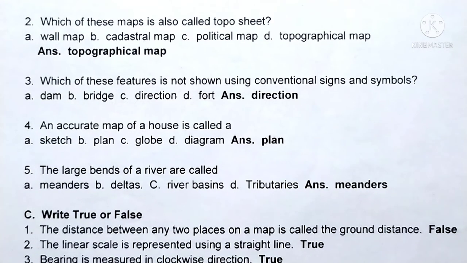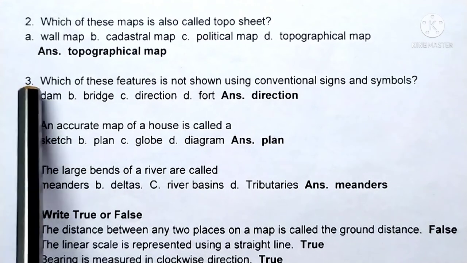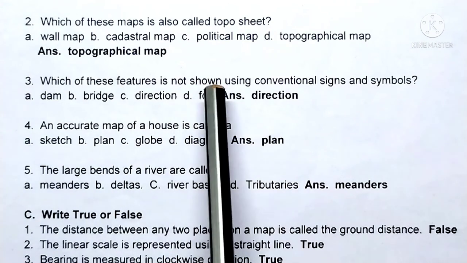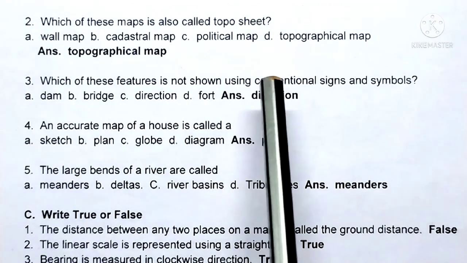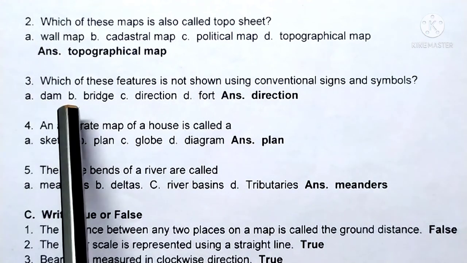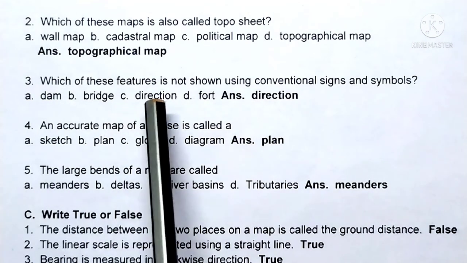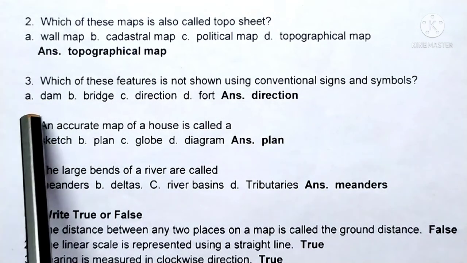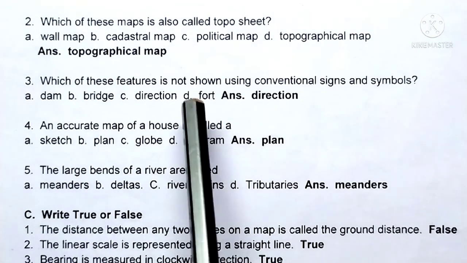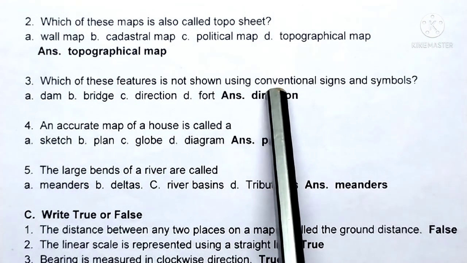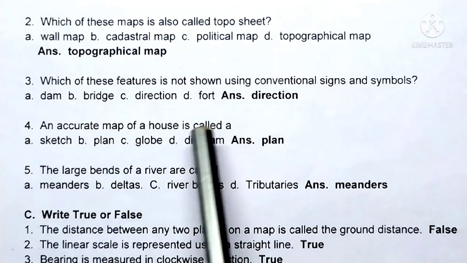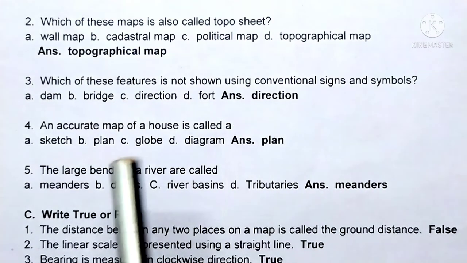Next question. Third one. Which of these features is not shown using conventional signs and symbols? A. Dam. B. Bridge. C. Direction. D. Fort. Dam, bridge and fort are shown in a map using conventional signs and symbols except direction. So the answer is direction.